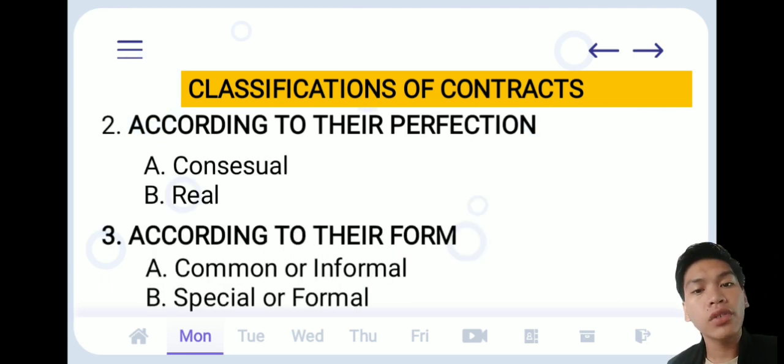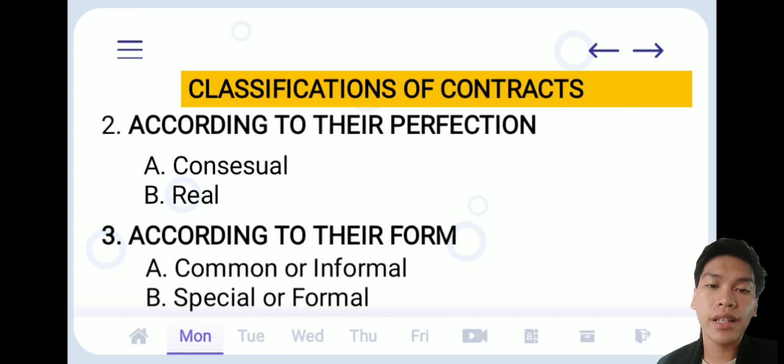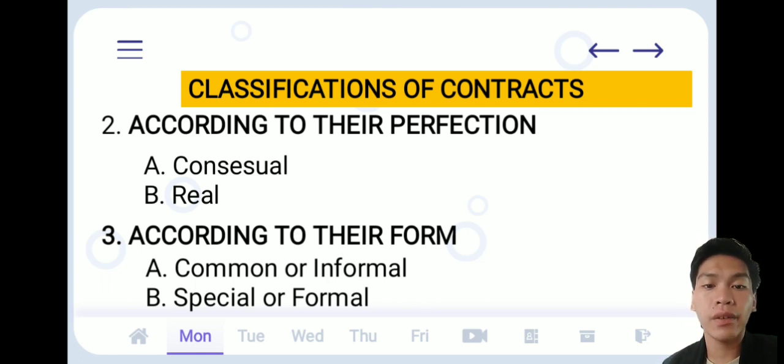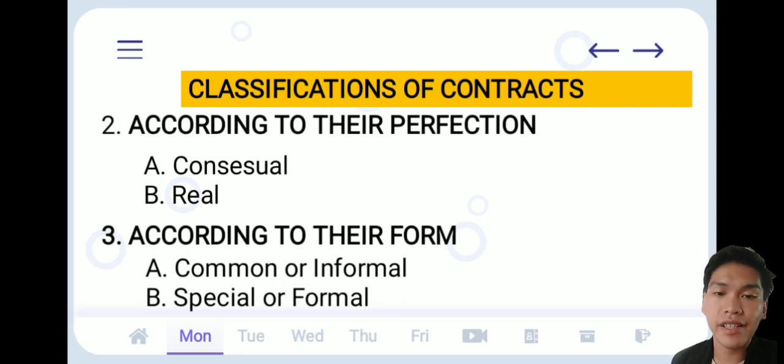So according to their perfection, contracts can be categorized based on their stage of completion, such as executed contracts, fully performed, executory contracts, which are yet to be performed, and void contracts, not legally enforceable. So according to their form, contracts can be classified based on their formality, such as formal contracts that require specific formalities like writing, and informal contracts that can be oral or implied.